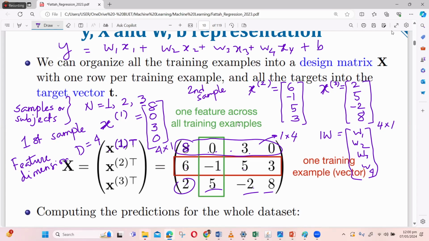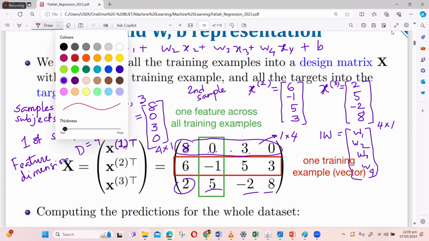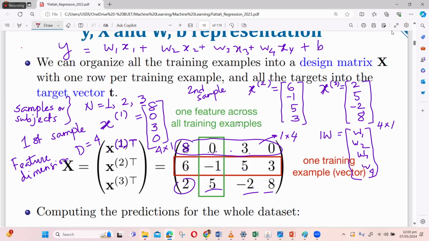So you should not forget that you have many students. So for the ith student, or the first student, you get the data like this. This X features corresponds to the ith student. But this W is not depending on i.